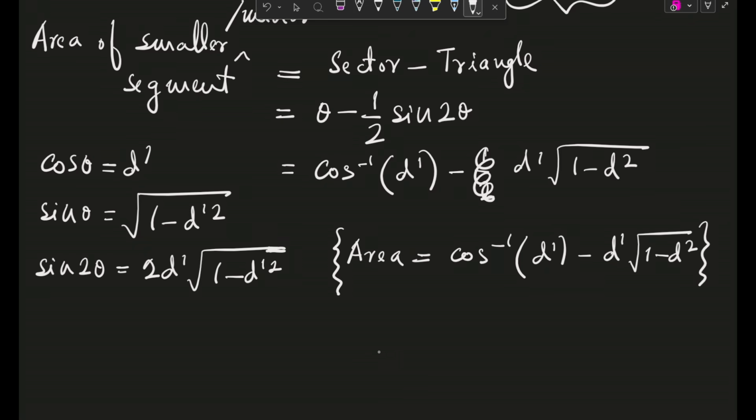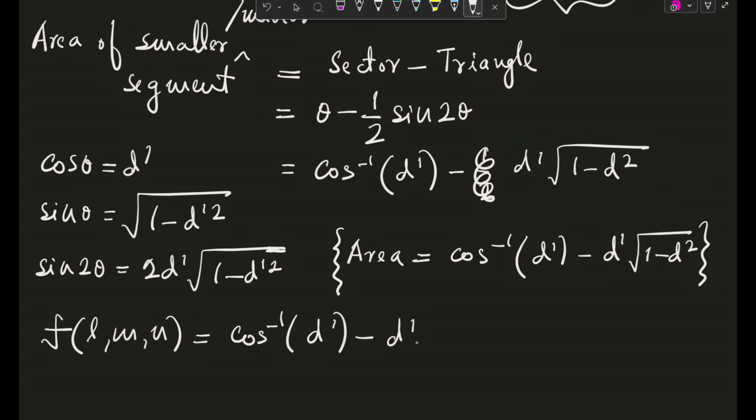So guys, right now our f of l comma m comma n has come out to be equal to cos inverse d dash. I'm sorry, it's actually not cos inverse d dash. Wait. Actually, this will be cos inverse d dash minus d dash root 1 minus d square. But see, okay, it's not d squared. This is d dash square. D dash squared. Okay.